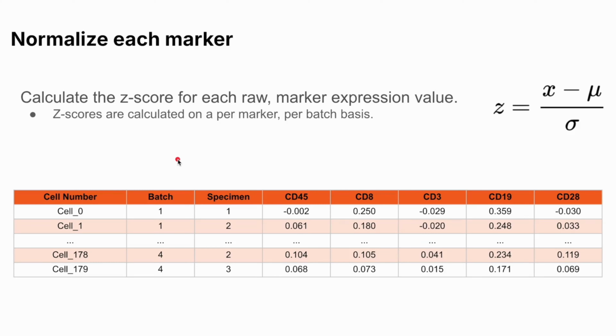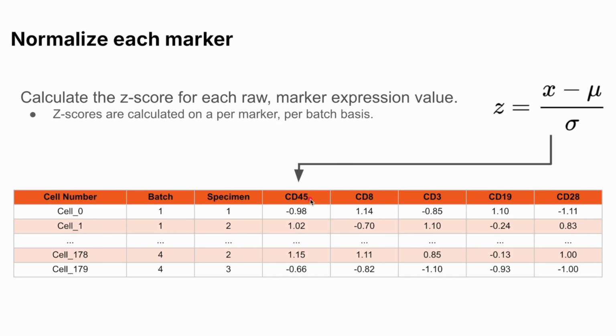Let's see this in action. You can calculate the z-score for each raw marker expression value. So for example, you've got cell 0 through cell 179 over here, batch 1, specimen 1. Applying this formula to each of these markers, you get a normalized value. So this is the first step of pre-processing.